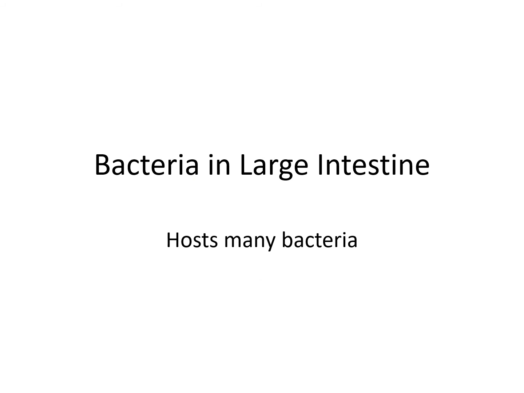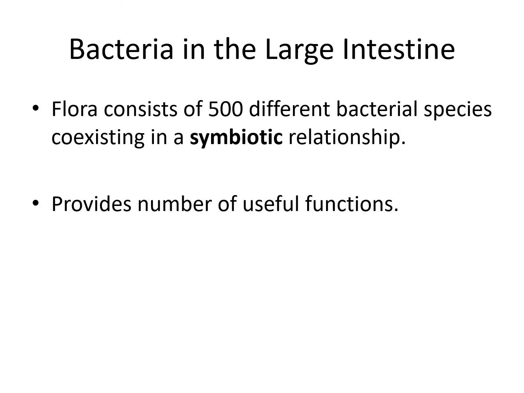The large intestine harbors many bacteria that are part of the normal flora. So it consists of about 500 different bacterial species that coexist in a symbiotic relationship. Okay, so remember, a symbiotic relationship means that the host provides a benefit to the bacteria, and the bacteria provide a benefit to the host. So that's what a symbiotic relationship is.